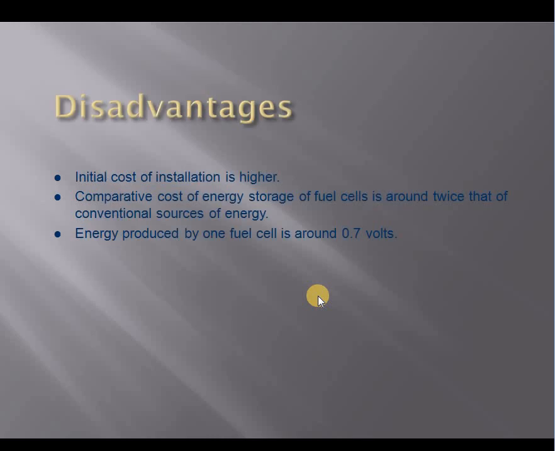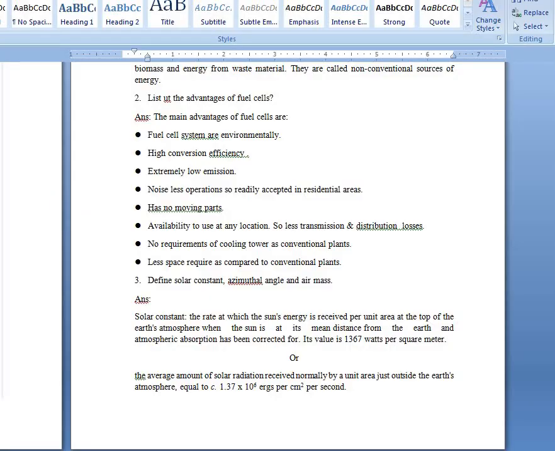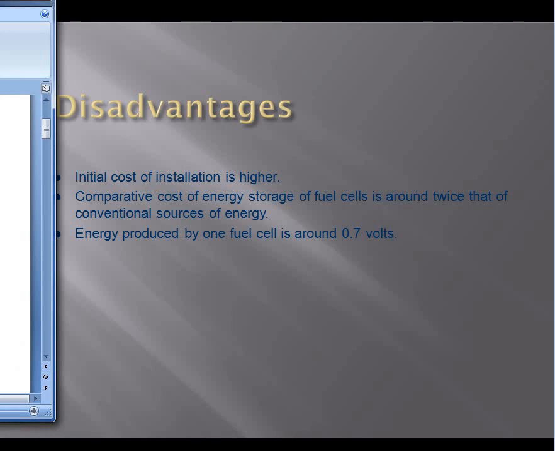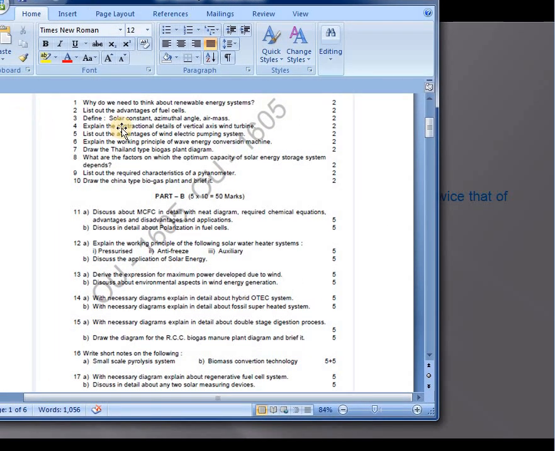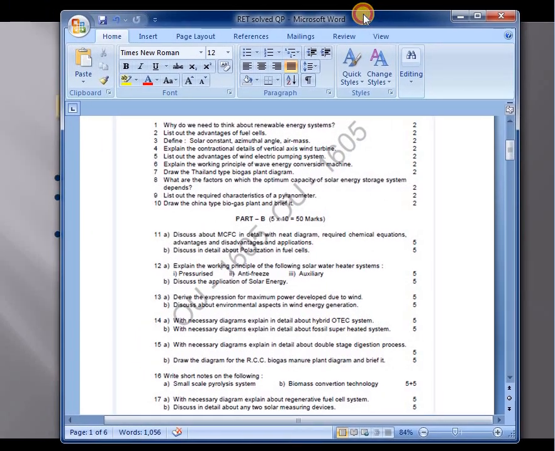Now the disadvantages are that the initial cost is higher for installation, and the cost for the storage of the fuel cell is twice that of conventional sources of energy, and the energy produced by one fuel cell is around 7.7 volts. So this is for your fuel cells. Let's see the questions asked regarding fuel cells.